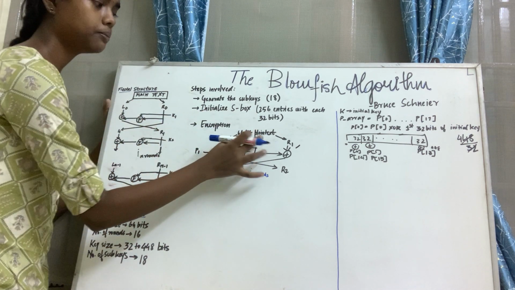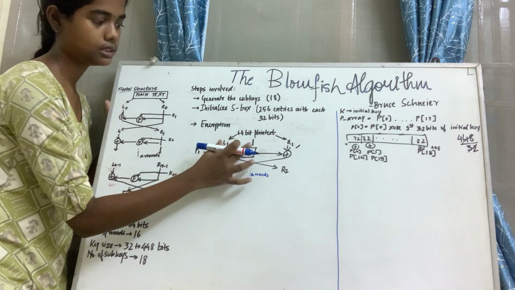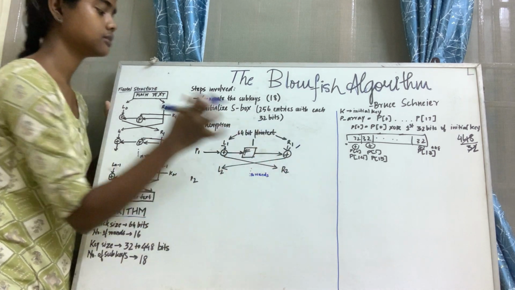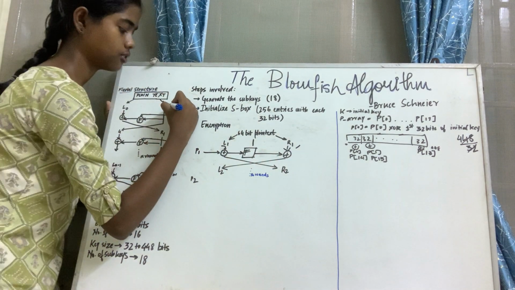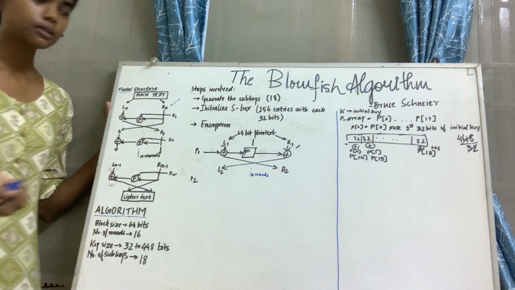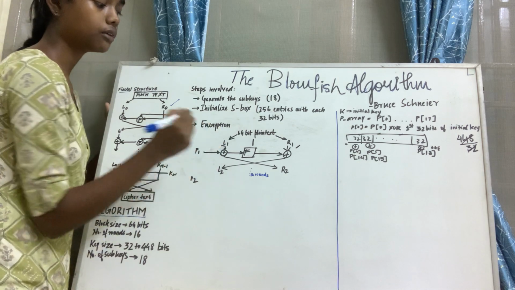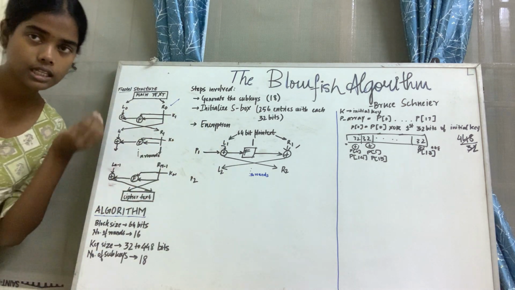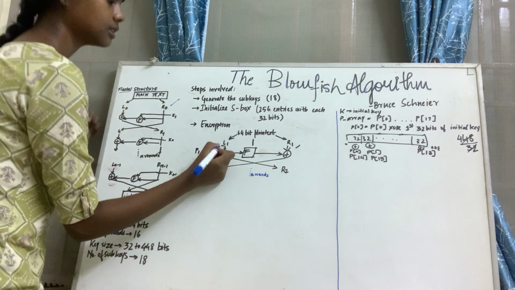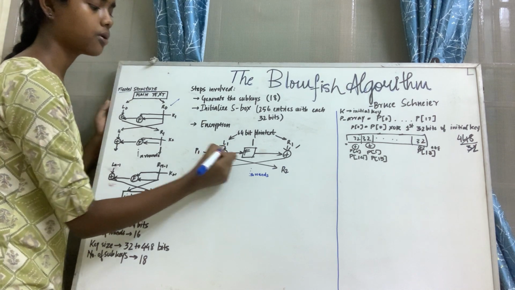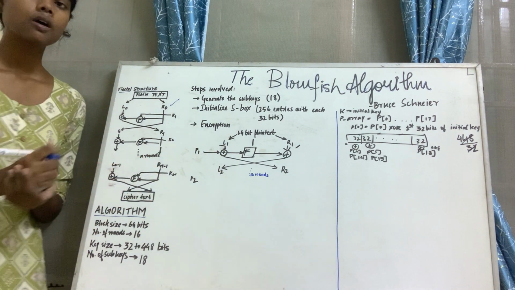The 64-bit plain text will be divided into 2, which is the left plain text and the right plain text, which is the first step of the Feistel structure. And then here we will be performing operations on the left plain text. So first we will be performing XOR with the first subkey.